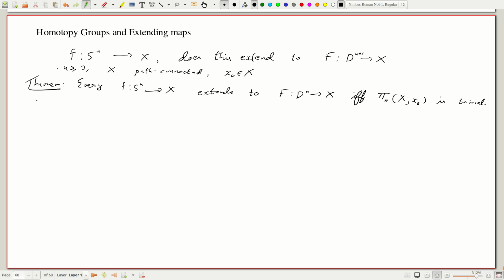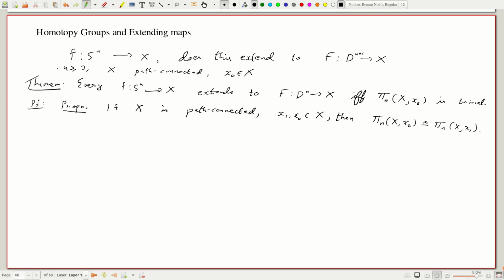So first let's take care of base points. First a statement which is the following proposition: if X is path connected and x1, x0 are in X, then pi_n of (X, x0) is isomorphic to pi_n of (X, x1). So the homotopy group doesn't depend on the base point that we are taking. This is a proposition in itself, which I didn't prove earlier.